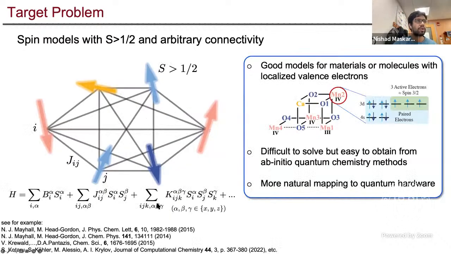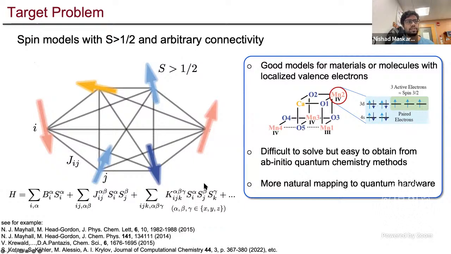And it turns out that spin problems like this actually appear in many molecule-inspired contexts as a good model for materials that have localized valence electrons at low energies. And these spin problems are oftentimes difficult to solve because they exhibit strong correlations. However, they're generally easy to obtain from classical ab initio quantum chemistry methods. In particular, the coupling coefficients can be computed essentially locally, while computing things like a ground state problem involves doing a non-local full quantum computation.